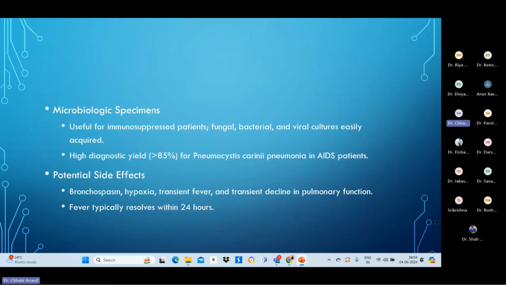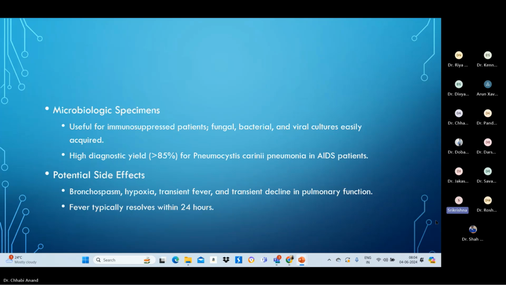Microbiologic specimens used for immunosuppressed patients: fungal, bacterial, and viral cultures can be easily acquired. High diagnostic yield, more than 85% for pneumocystis carinii pneumonia in AIDS patients. The potential side effects can be bronchospasm, hypoxia, transient fever, and transient decline in.